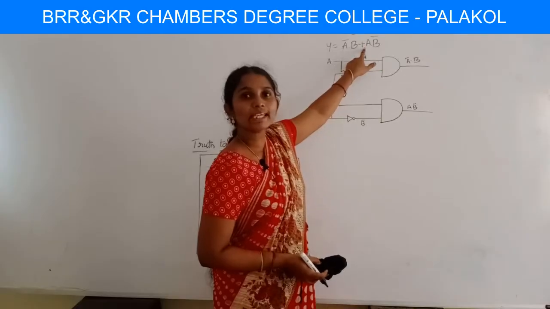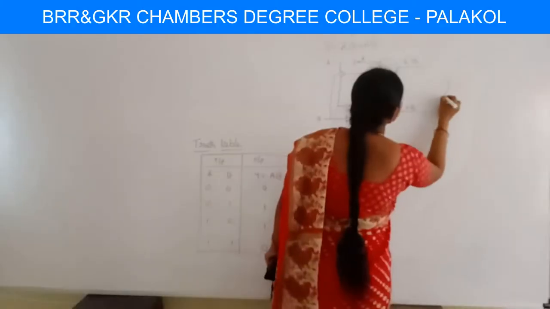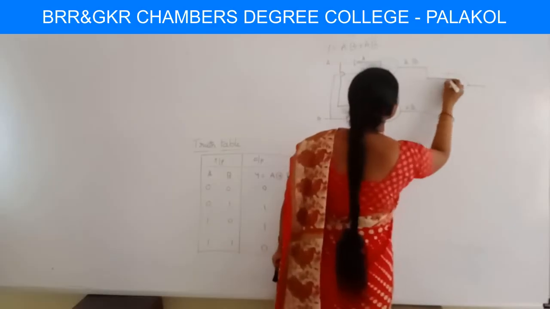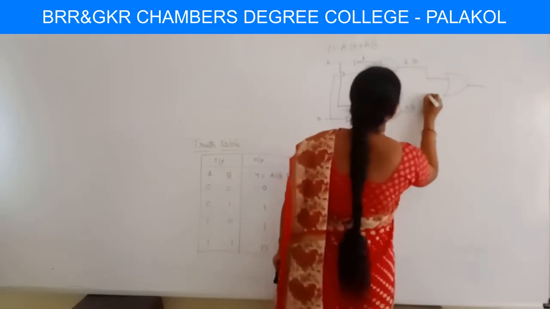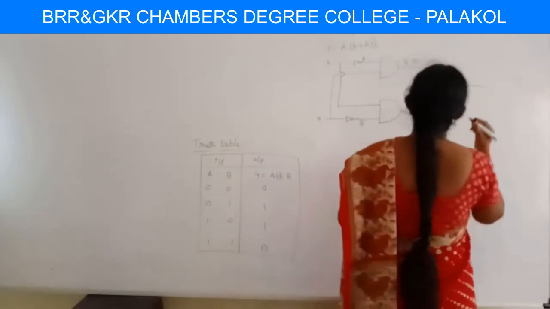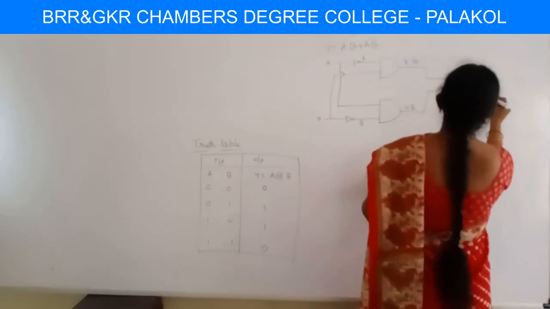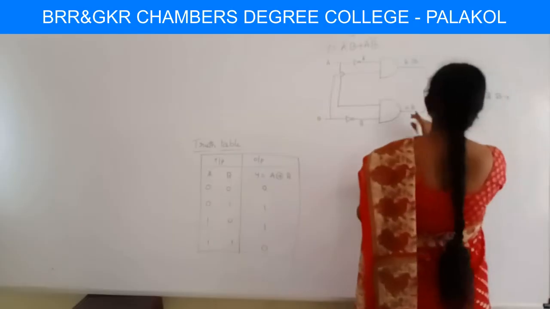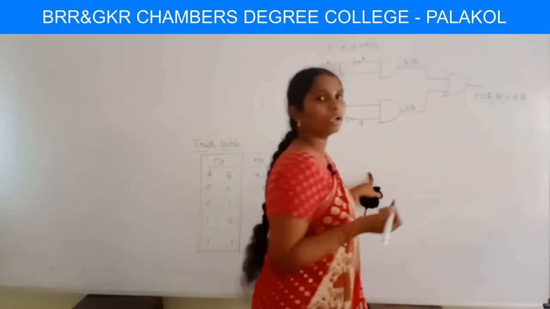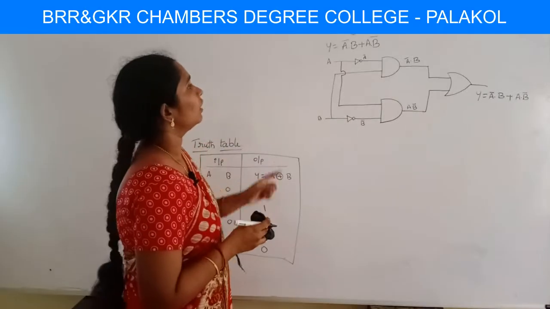In between these two, one operator is there. That operator is plus. Plus is nothing but OR. So finally by using basic gates we implement the XOR gate. Therefore the final result is Y equals A bar dot B plus A dot B bar here. Okay, so likewise you have to implement the XOR gate.